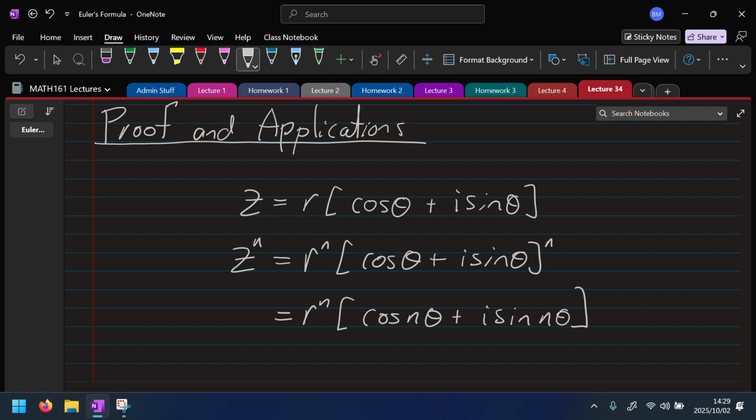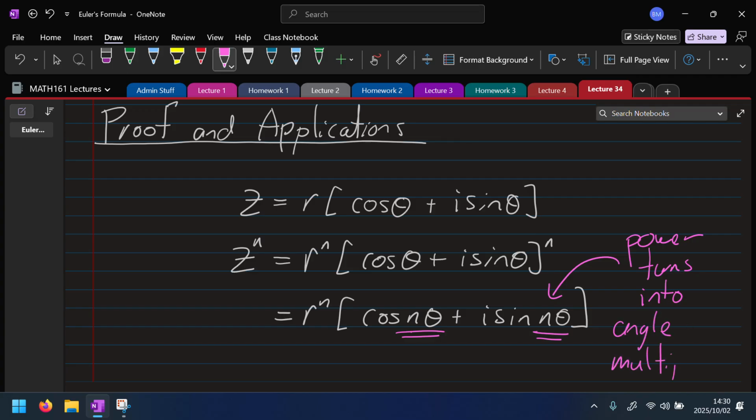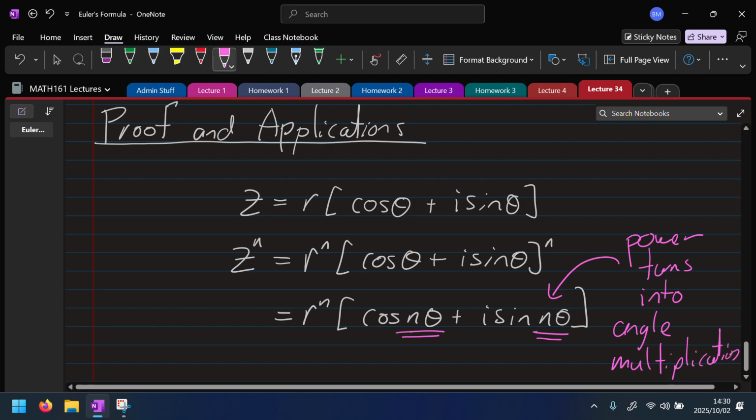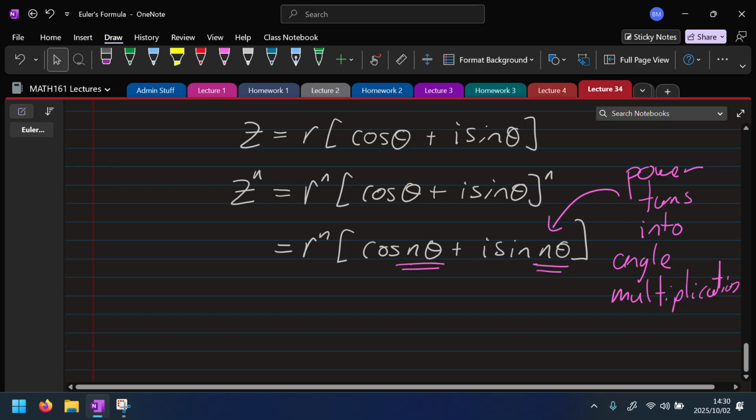Okay, so De Moivre's theorem tells us that n in the exponent can jump down to the theta like so. Which is very helpful because if we have some complicated power, like 4 or 5, whatever power, all we need to do is multiply the angle. So the power turns into angle multiplication. Okay, which is a whole lot better to work with than powers.